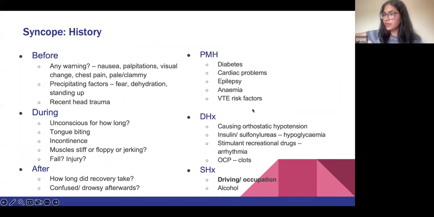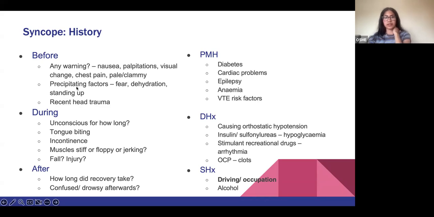Okay, so going on to our history. Whenever you're taking a syncope history, it's similar to if you're taking a history of a fall. You need a before, during, and after. So before, you're going to ask if there is any prodrome. This is the things we've talked about before. Palpitation specifically can point you towards a cardiac or arrhythmia sort of cause, whereas just feeling pale and clammy, nausea doesn't necessarily mean it's cardiac syncope. It can just be vasovagal.